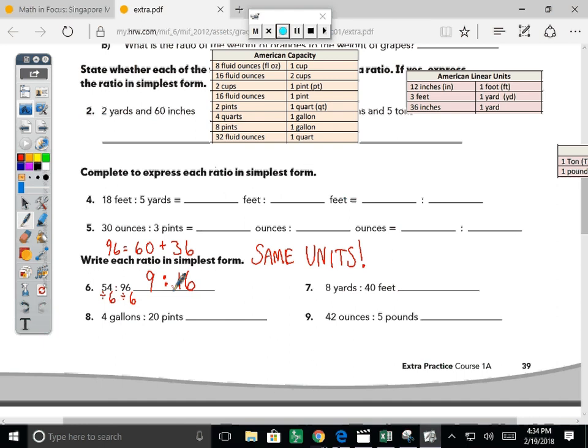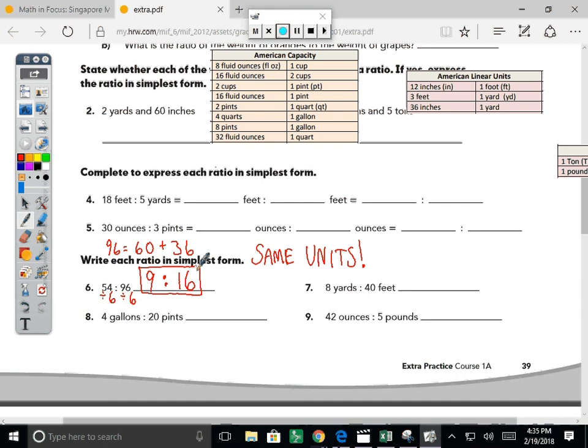Now the real question is, is it in simplest form? Did it work, or can I go a little bit farther? Well, 9 divides by not much. It might divide by 3 or 9, but those factors don't nicely work into 16. So this is a final answer.